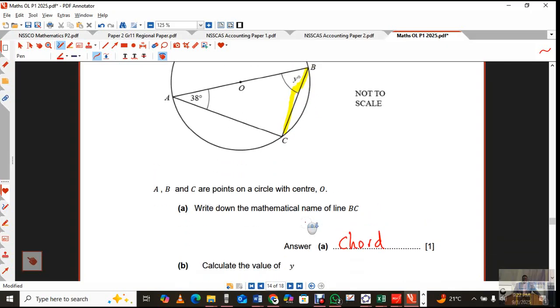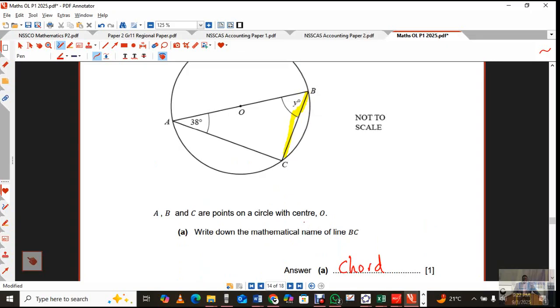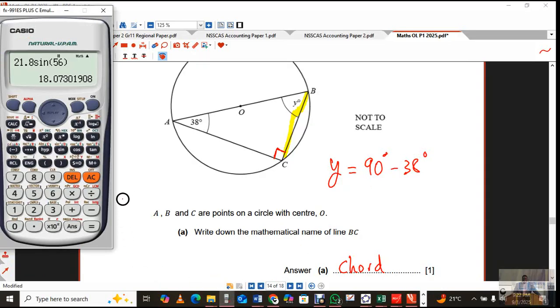Calculate the value of y. Now this angle here is going to be 90 degrees. This is an angle in a semicircle. So y is nothing but 90 minus 38. You can do all kinds of stuff. You can say 180 minus 90, right? And then minus 38 is still the same thing because if this is 38, that one should be 38 plus something to make this 180 because that's already 90. All right, so 52. So my y is 52.